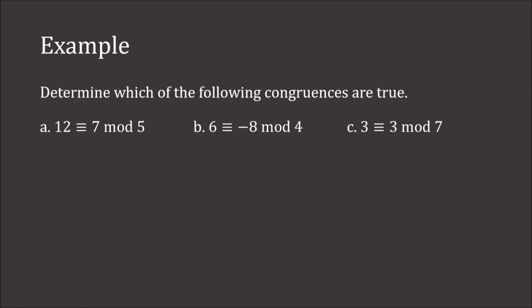So we're going to use this definition to determine which of the following statements are true. Is 12 congruent to 7 mod 5? Well, let's take a look. 12 minus 7 is equal to 5, and that can be written as 5 times 1. So by definition of divisibility, that would mean that 5 divides 12 minus 7, and hence this is a true statement.